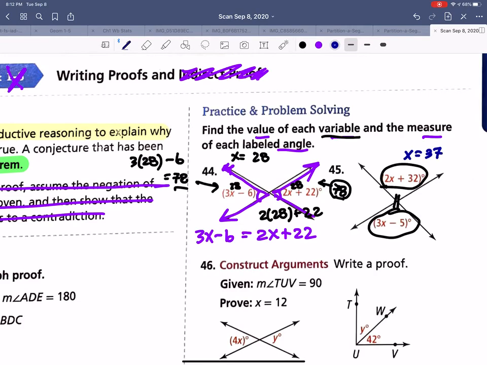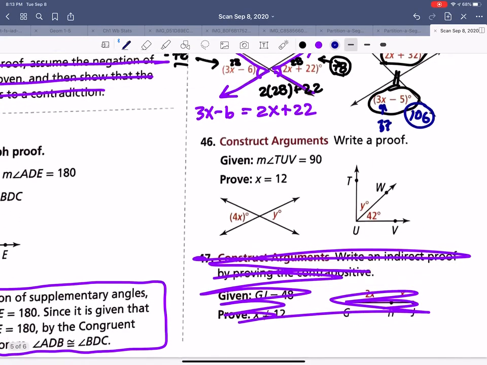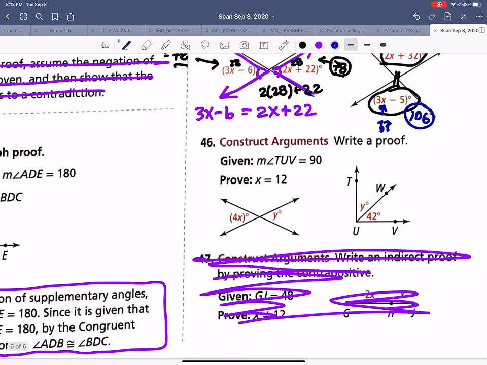Now let's plug the 37 in to see the measure of each angle. So I get 106 here. Hopefully I'm getting 106 for the other one. Minus 5, 106. Yay. So x is 37 and the other angle is 136. Okay, two more.